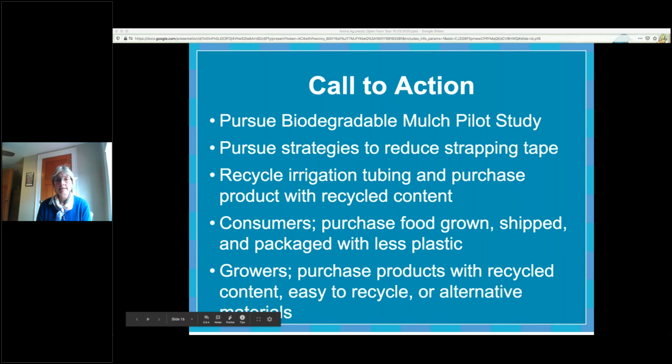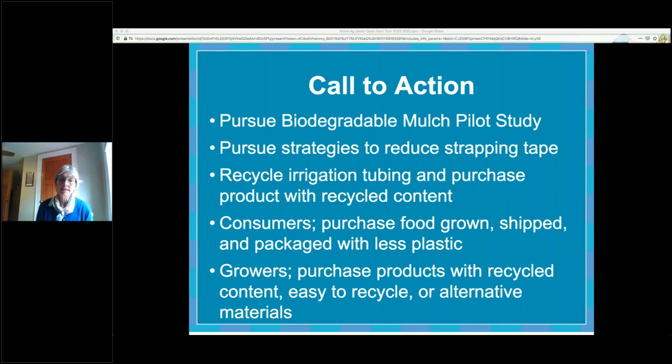So basically, we want to do something about these findings. We want less plastic to go into the ocean. There are several solutions that we can pursue that can reduce the amount of plastic going into the ocean. There are 5 growers right now who are doing a biodegradable mulch pilot study along with UC Cooperative Extension, Washington State University, and myself are involved in this pilot study. We hope to expand it through time and to have a larger study next year.